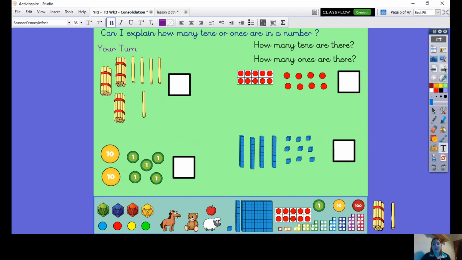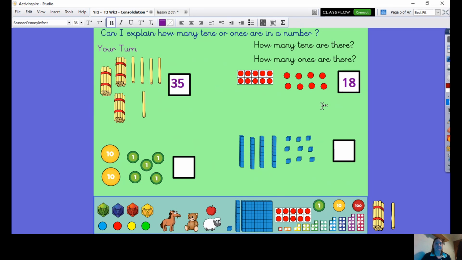Okay, so let's have a little look. Hopefully you've gone 1, 2, 3 tens, which are 30: 10, 20, 30. And then you've got 1, 2, 3, 4, 5 ones. So 3 tens and 5 ones makes 35. Let's have a look here. This time I've got 1 ten, because I've got a tens frame there and it's all covered up. So that's 1 ten, and then 1, 2, 3, 4, 5, 6, 7, 8 ones. 1 ten and 8 ones makes 18.